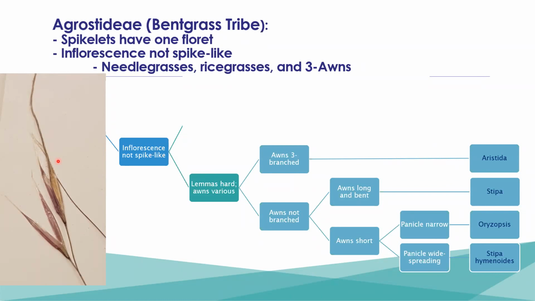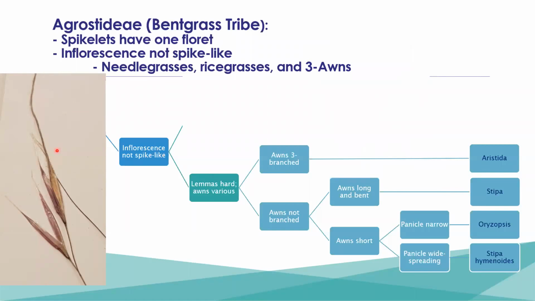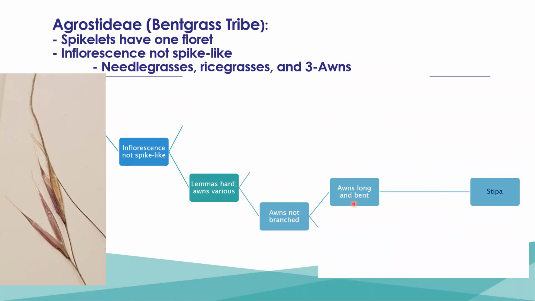Continuing to look at the awns, our next question is: is the awn branched in threes, or is the awn not branched in threes? Again, you're thinking, well, I've never seen an awn branched in three. What does that look like? This is what it would look like, where your seed head comes up and that awn quite literally just branches into three different directions. That's not what we have here on our species on the left. We have just one bent awn, and that awn is very long and bent. So that gives us our answer to our next set of questions, which takes us into the Stipa, the needle grasses.